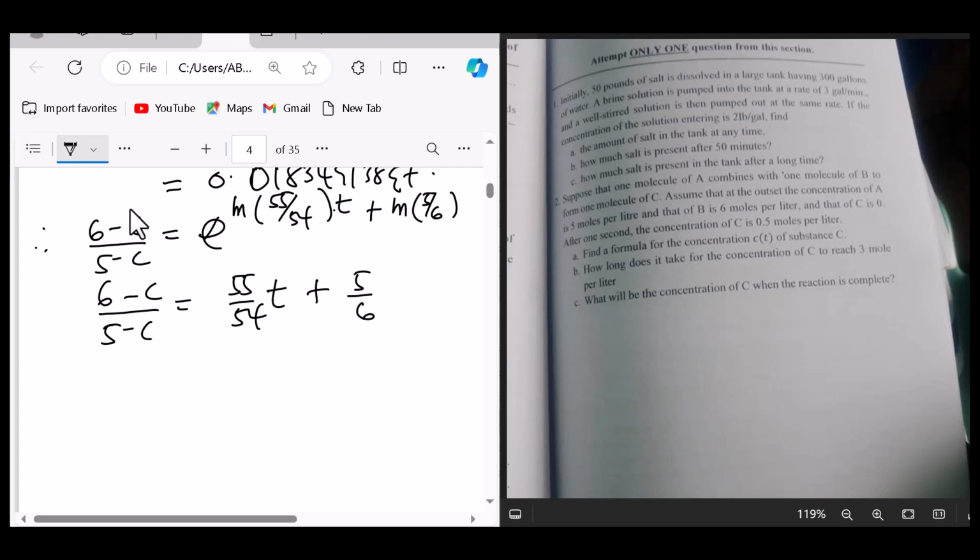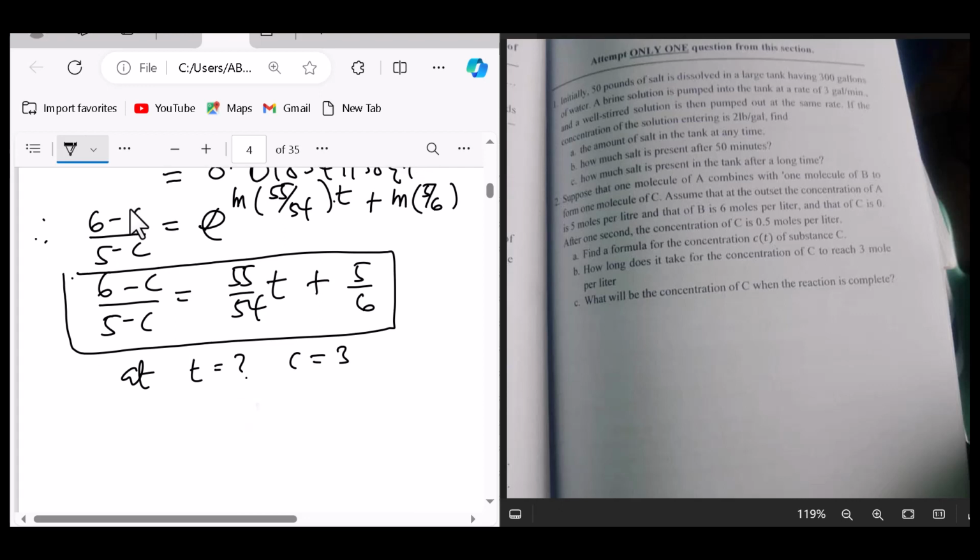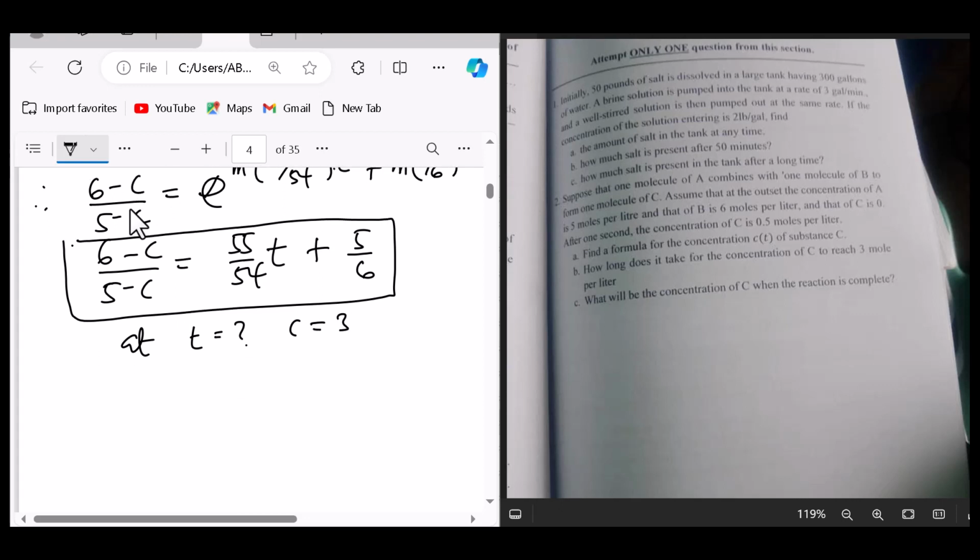They are saying to find the formula for the concentration C of t. So here you can just make C the subject. Then they are saying, how long does it take for the concentration of C to reach 3 moles per liter? So at t equals what, with C equals 3? That's the question. So that's just simple to do.